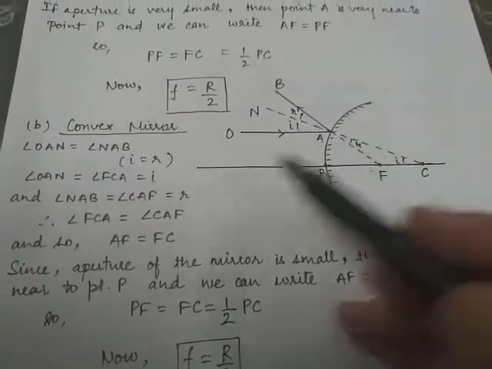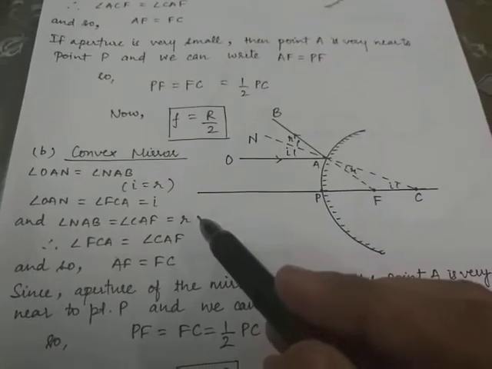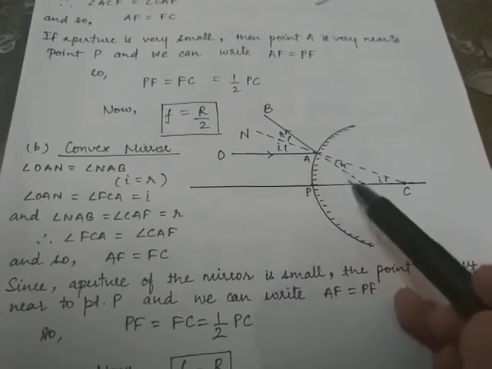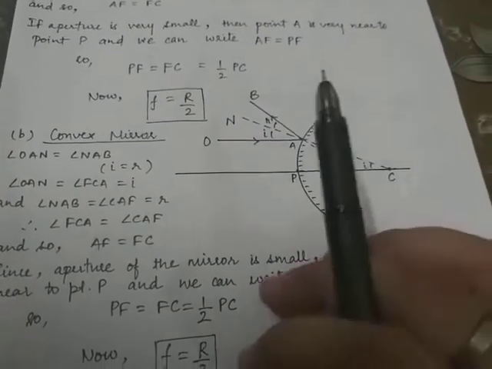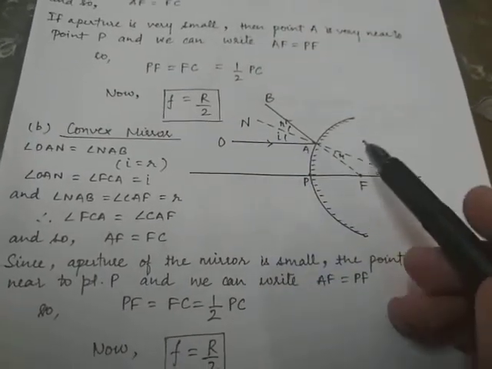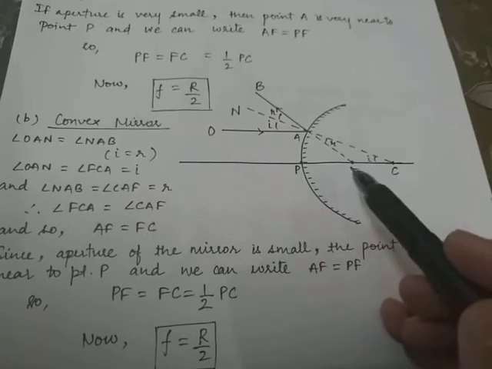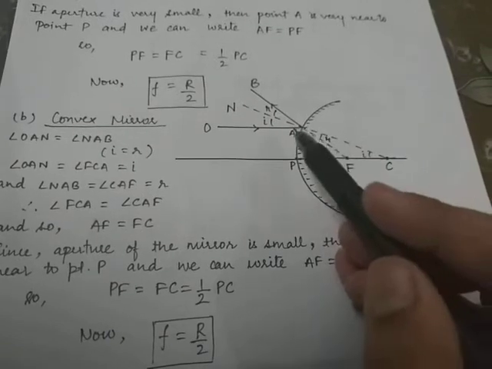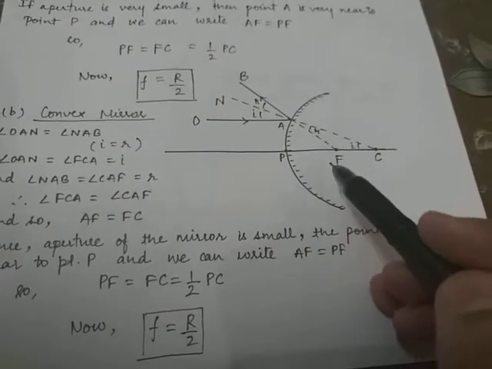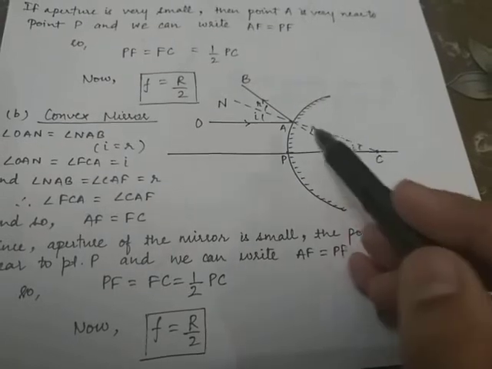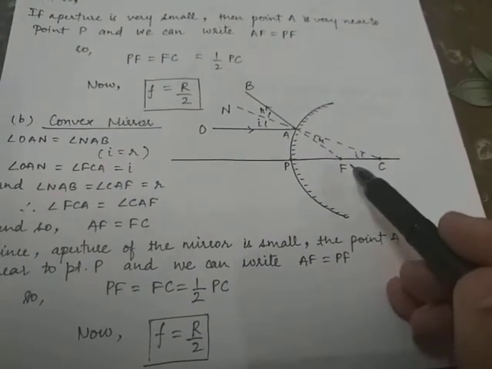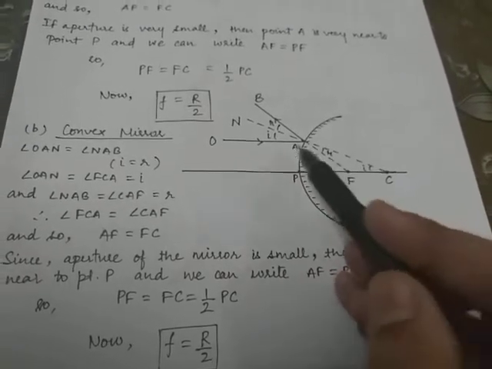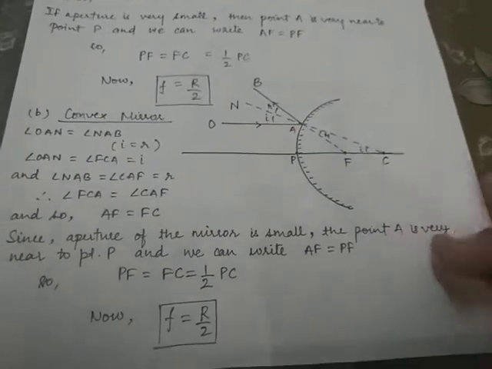And angle NAB is equal to angle CAF. They are vertically opposite angles. Both are R. So it means we can say angle FCA will be equal to angle CAF, means these two angles. So in triangle CAF, two angles are equal. It means this triangle is an isosceles triangle, and in isosceles triangle sides in front of equal angles are also same. So this AF must be equal to FC. Clear?